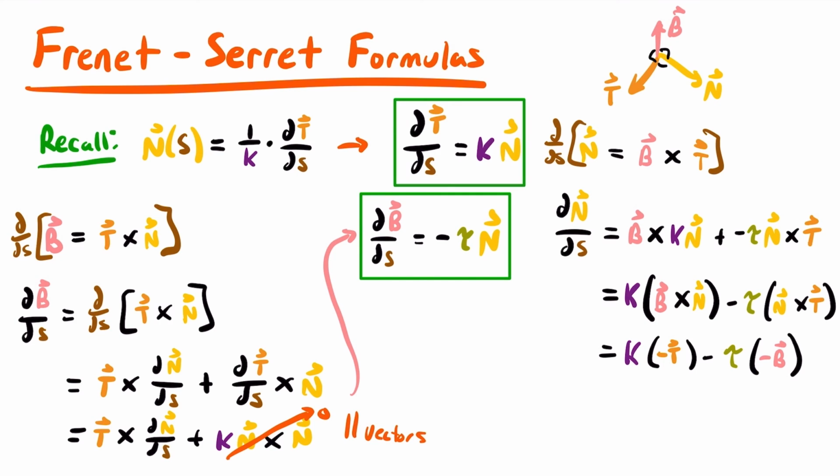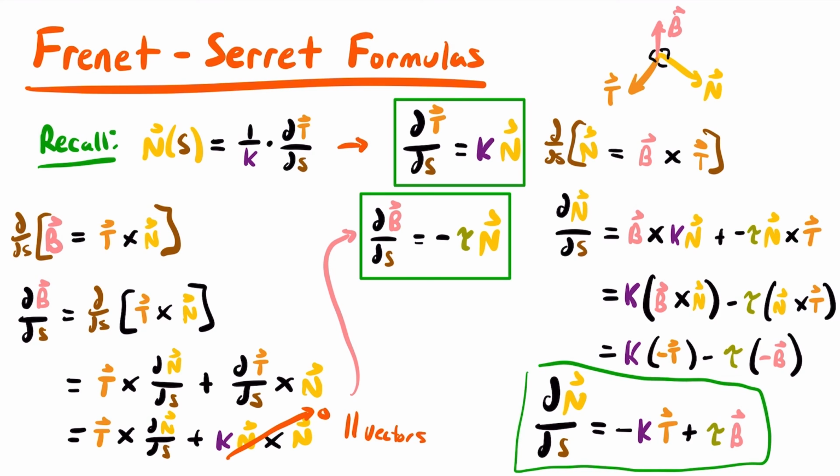All right, and so now, simplifying, what we find here is that dn ds, the derivative of the unit normal vector with respect to the arc length parameter, is equal to negative k, the curvature, times the unit tangent vector, and then these two negatives will cancel out. So we have plus the torsion, tau, times the unit binormal vector b. That is the last Frenet-Serret formula that helps us describe how the TNB vectors are changing for a TNB frame. All right, specifically using the TNB vectors as well as curvature and torsion.